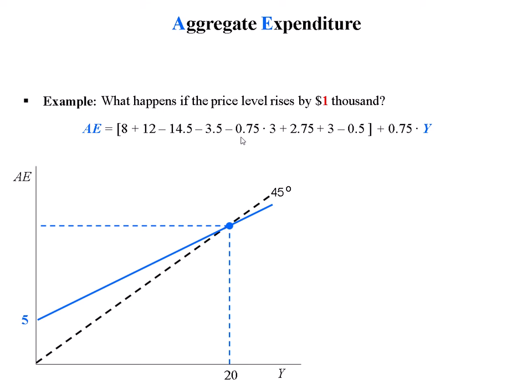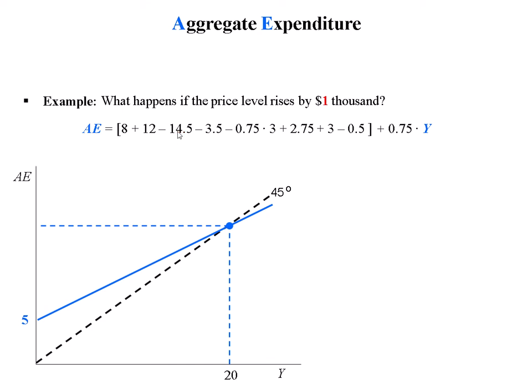The marginal propensity to consume is 0.75. Tax revenues is 3 trillion. Business investment expenditures is 2.75 trillion. Government spending is 3 trillion. And net exports are a negative 0.5 trillion dollars. So let's ask the question, what happens if the price level rises by $1,000? So it goes from 14.5 to 15.5.